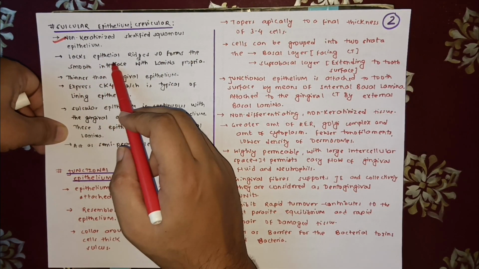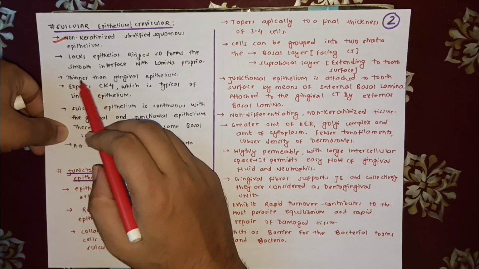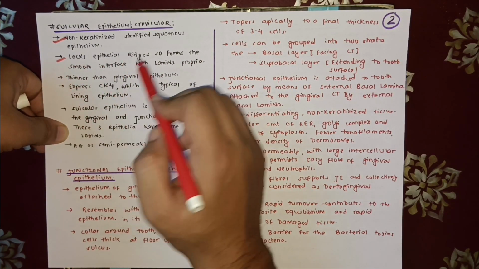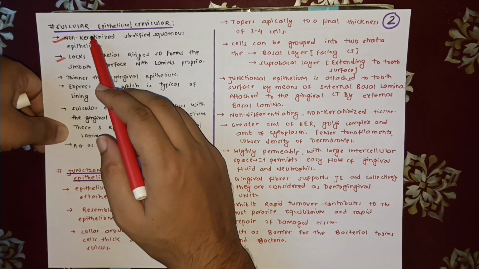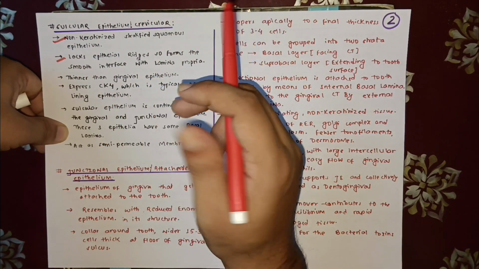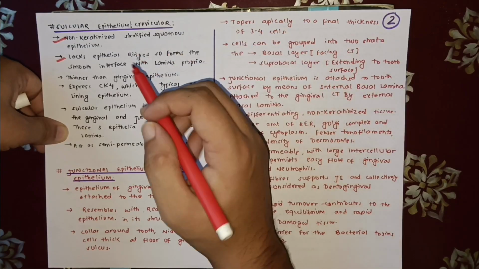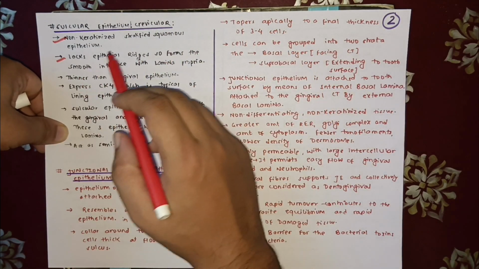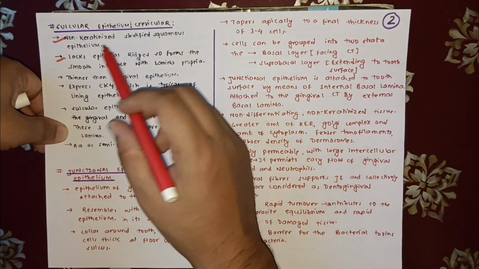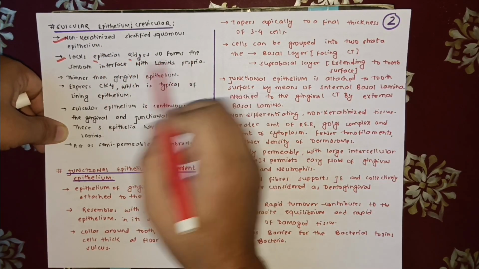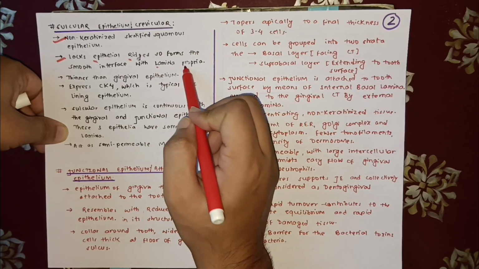It lacks epithelial ridges, so it forms a smooth interface with the lamina propria. As it is non-keratinized, the epithelial ridges are not finger-like; they should be flat. So the sulcular epithelium is of a flat type. It lacks the epithelial ridges, so it forms a smooth interface with the lamina propria.